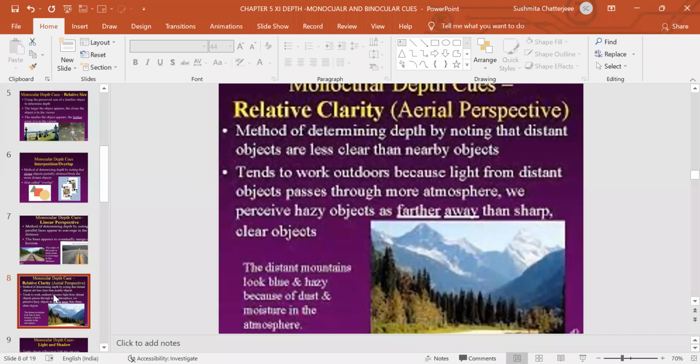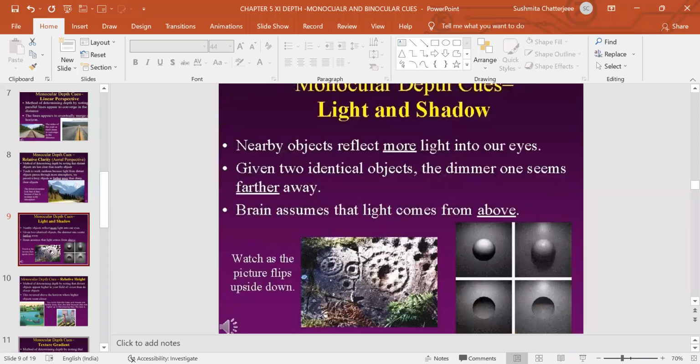Light and shade. In the light, some parts of the object get highlighted because nearby objects reflect more light into our eyes, so that is why they are highlighted. And some parts which are away appear to be darker. Highlights and shadows provide us information about the distance of the object. So the brain is able to assume the light: given 2 identical objects, the dimmer one, that means the one having less light, appears to be farther away.